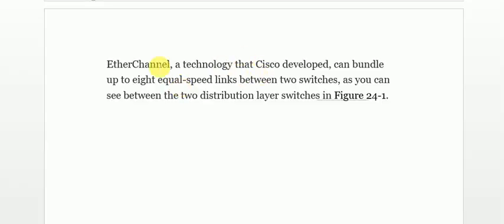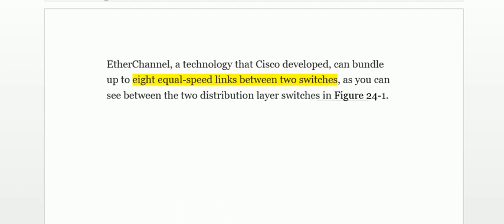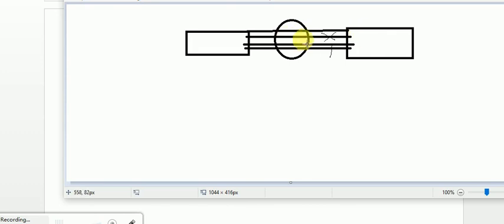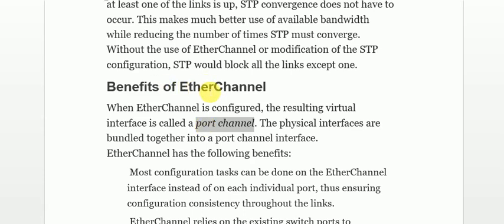Ethernet channel, as a Cisco development, bundles up to 8 equal links between two switches. Up to 8 equal links. We cannot use 9 links at the same time for a connection. Up to 8 links we can use. So that is the benefit of Ethernet channel.